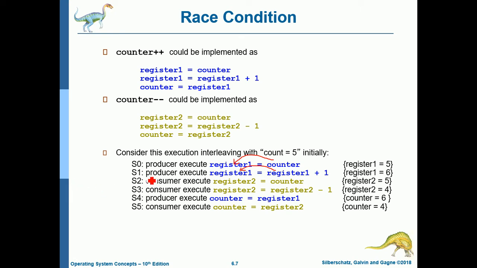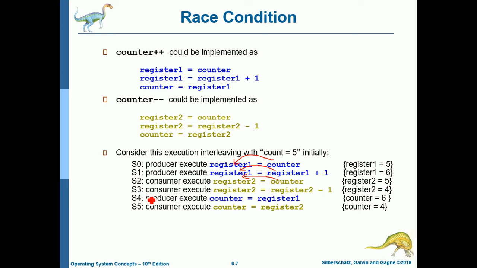And then next, we have the consumer executes register 2 = counter. As you can remember, the value of counter is still 5. So that's why the value of counter will be stored to register 2, and register 2's value is 5.